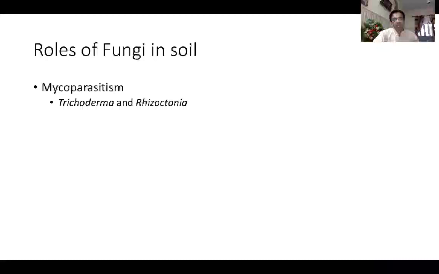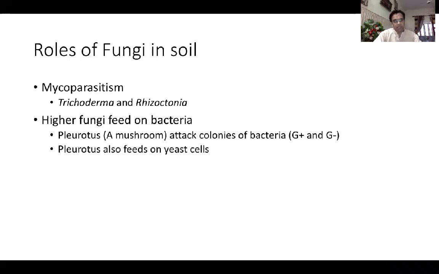Then they have mycoparasitic relations with other fungi, for example, the relationship of Trichoderma and Rhizoctonia. Such relations have been explored frequently to search for biological control agents.